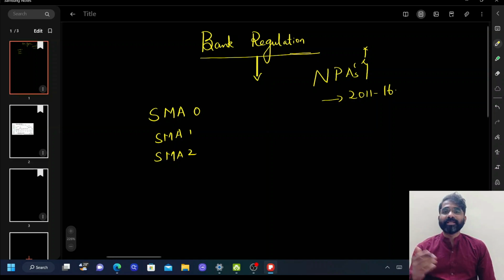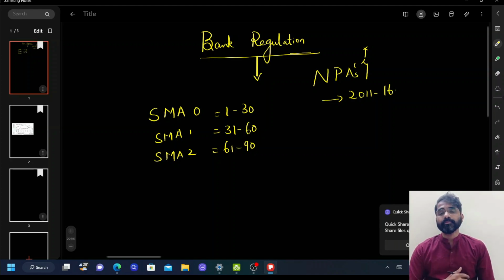Suppose the loan remains stressed for 1 to 30 days, that is, there is no principal nor interest payment. From 31 to 60 days, there is no principal nor interest payment, we call it SMA-1. And from 61 to 90 days, there is no interest payment, then we call it SMA-2. The understanding here is once it crosses 90 days, the loan turns into an NPA.